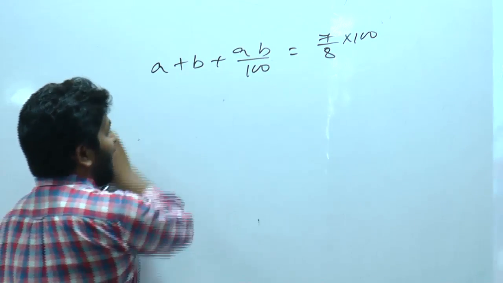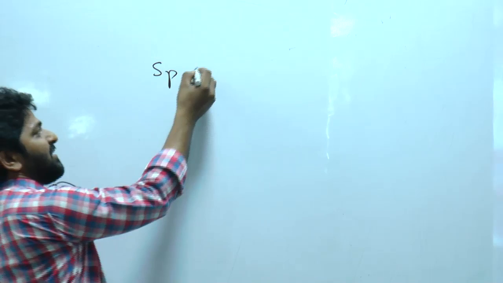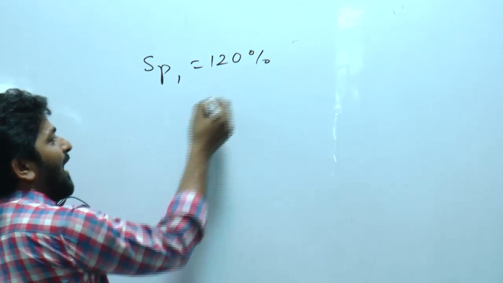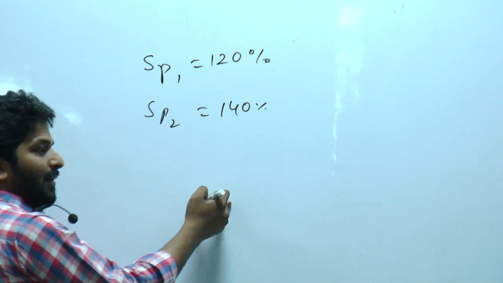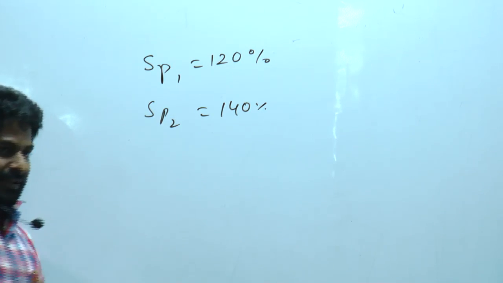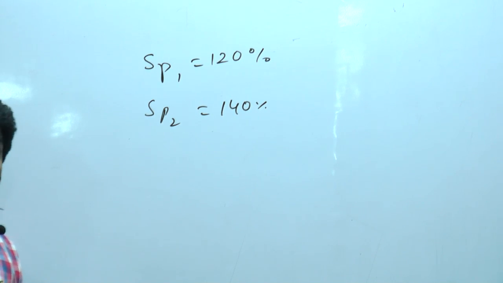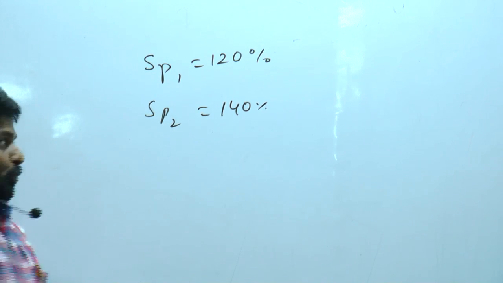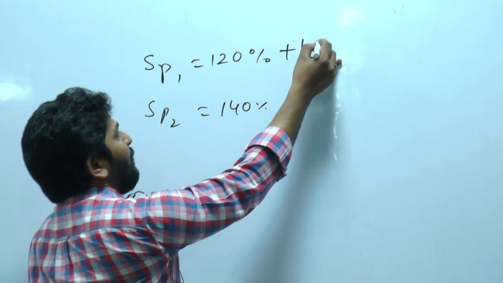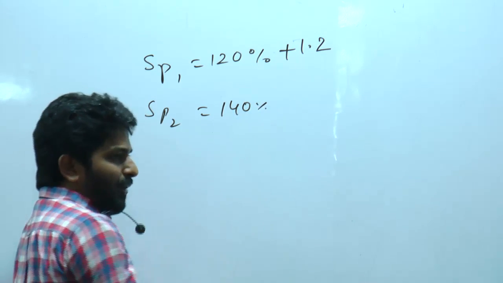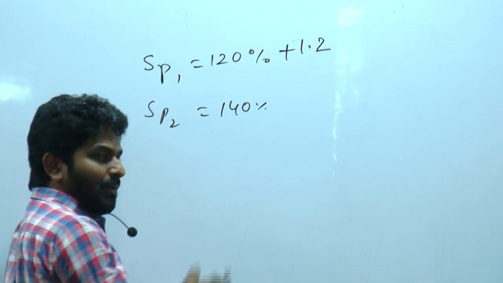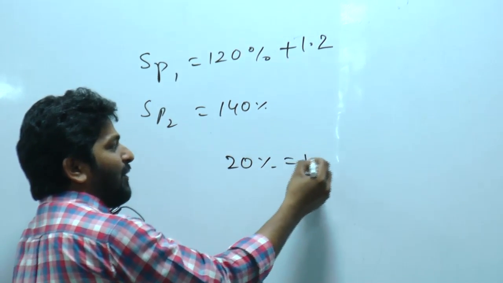So if you start your question by taking cost price as 100%, initial selling price is 120%, and afterwards it becomes 140%. Right? So when are you getting 140%? If you increase its value by 1.2 rupees. So to this number, if you add 1.2 rupees, then it becomes 140%. Then 20% is equal to 1.2, right? Yes or no? So 20% is equal to 1.2.